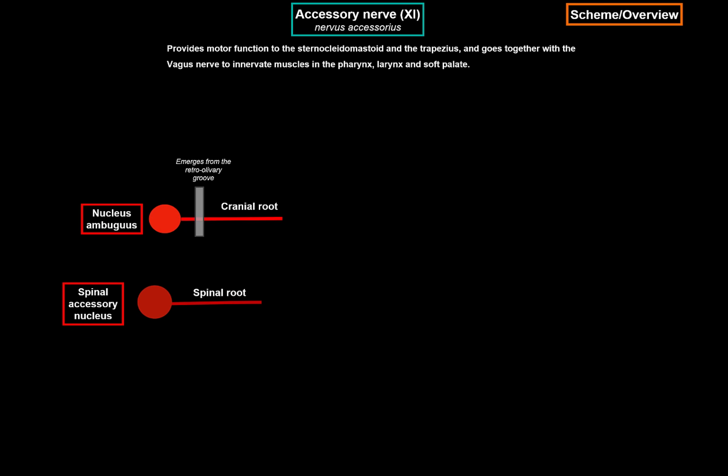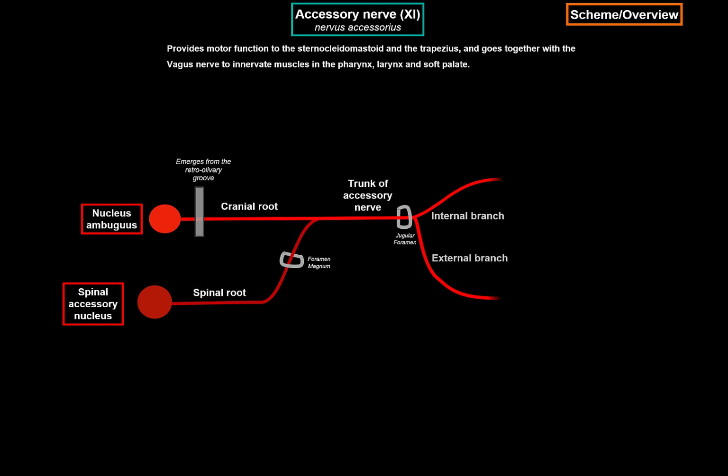The cranial root is going to go out from the brainstem through the retroolivary groove, while the spinal root is going to go up, enter the cranium through the foramen magnum, and fuse with the cranial root of the accessory nerve, which then forms the trunk of the accessory nerve. The trunk of this nerve is then going to go through the jugular foramen and split into an internal branch and an external branch.